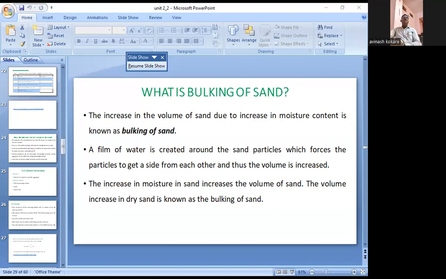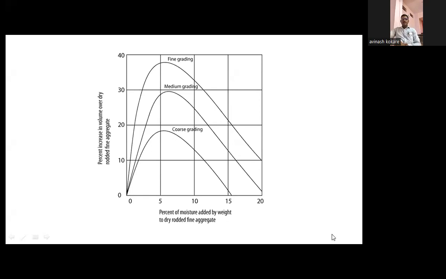Are you able to see this graph? Am I audible? No one is responding. Am I audible? Yes, sir. Okay.